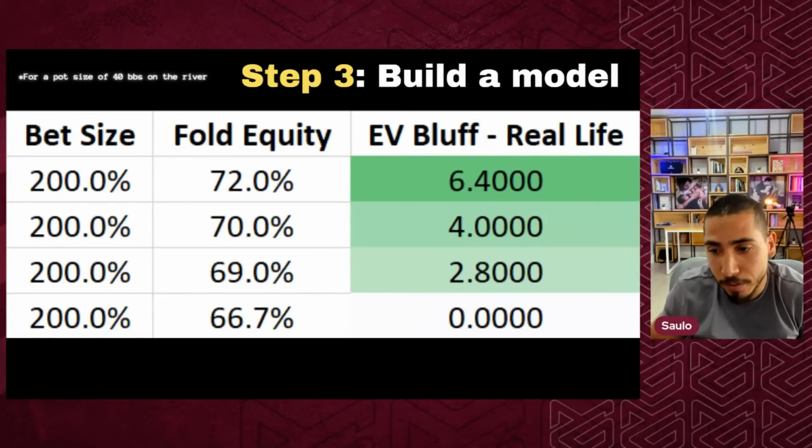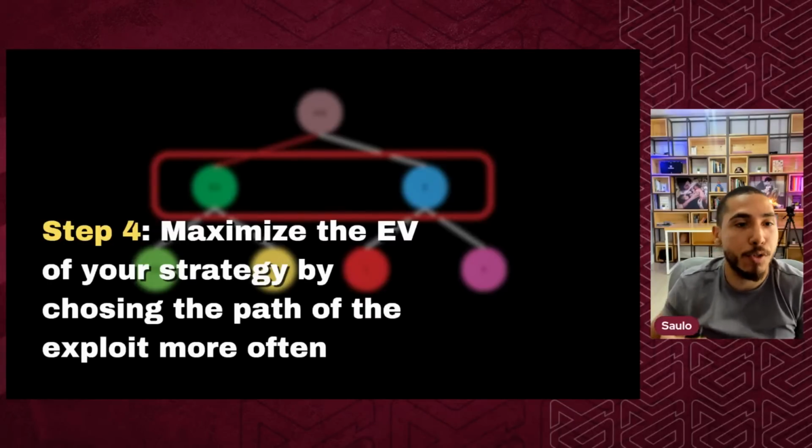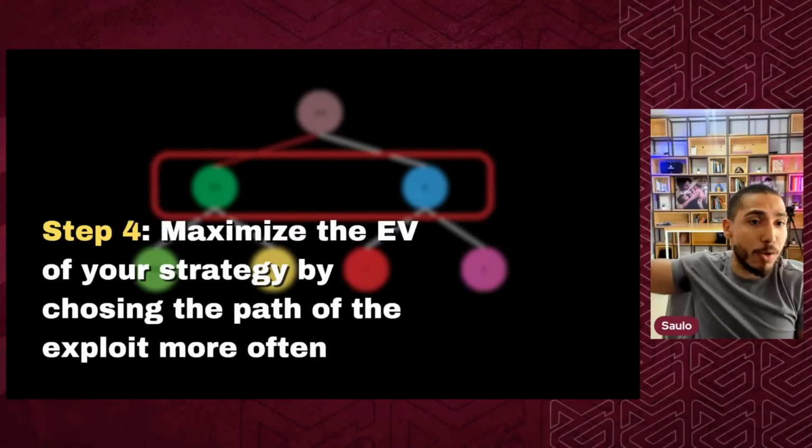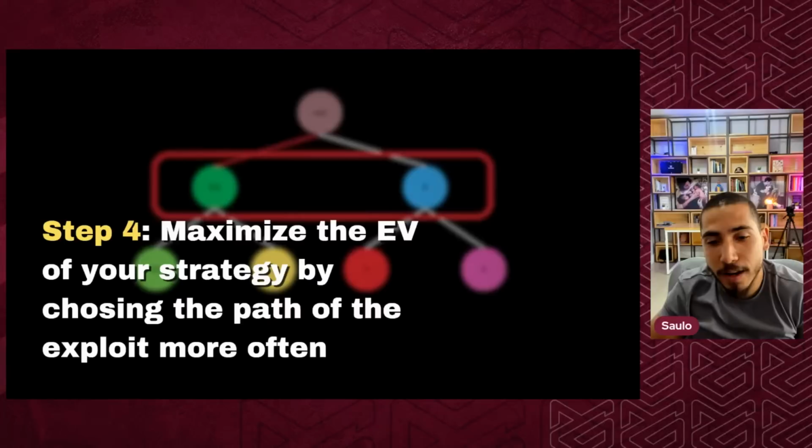Now, we shouldn't stop there, right? We shouldn't stop there because the next step is we maximize our EV by choosing the path of the exploit more often. That's exactly what you should do when you can anticipate they can generate EV on the future streets. And if you take a look at a GTO tree, you'll see that it is not optimal for me to bluff that hand on the turn.